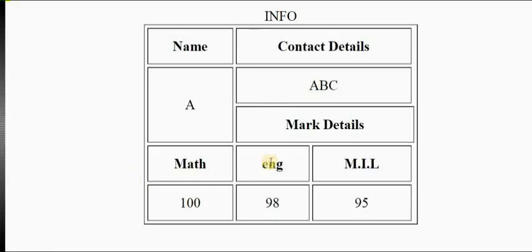Now, are you wondering how the borders of the different cells are set and how they are separated from each other? Well, this is all done with the help of border, cell spacing and cell padding. For this table, I have set the border equal to 1, so you are seeing a very thin line across each cell.